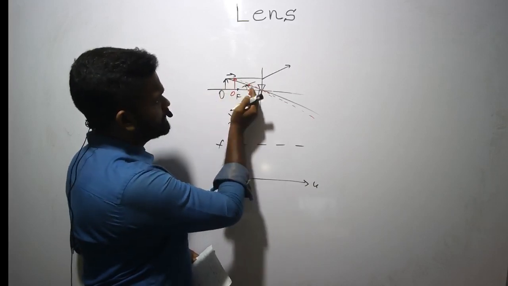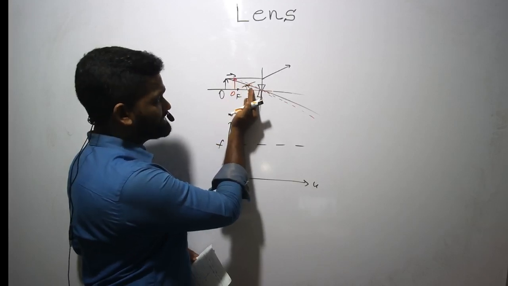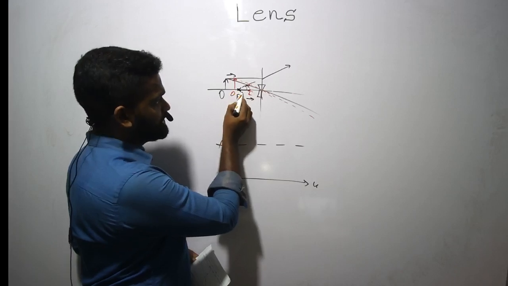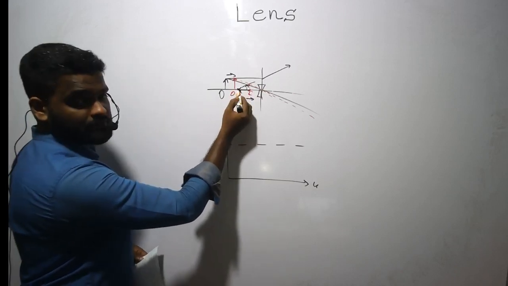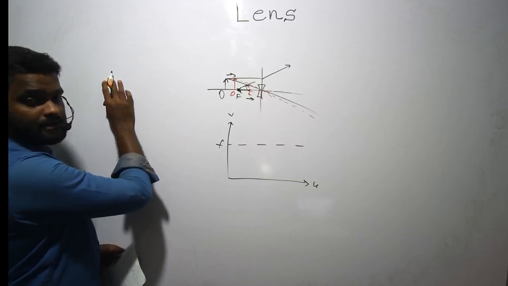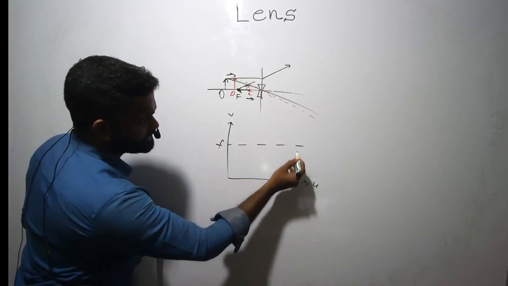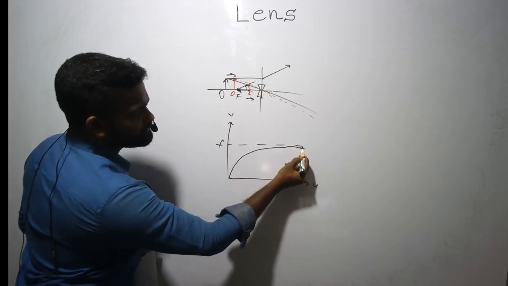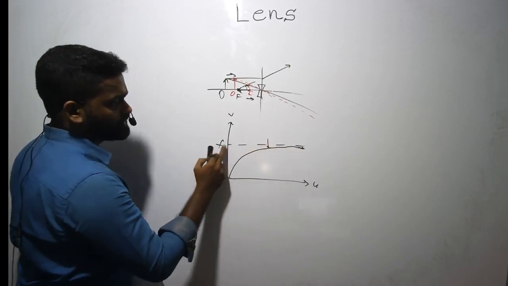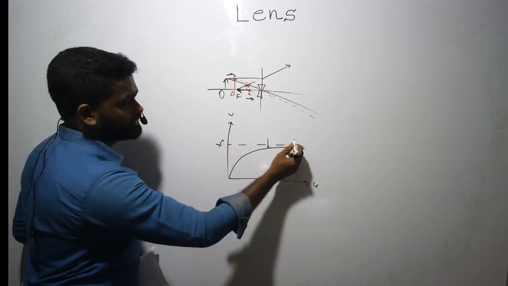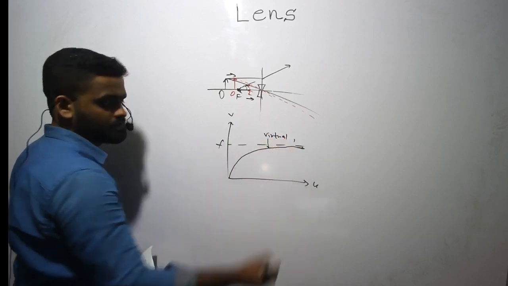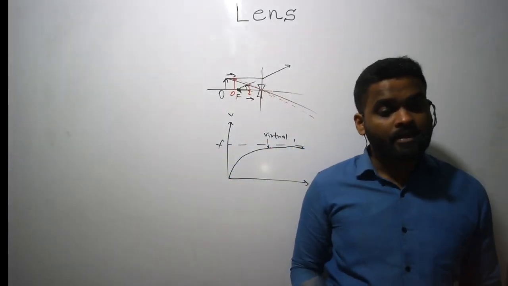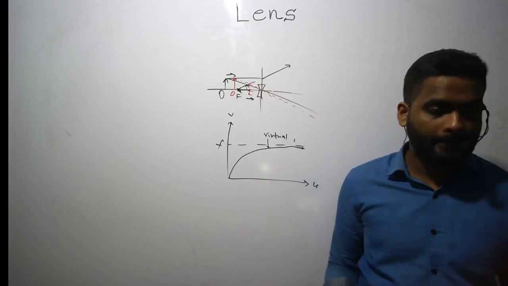When you increase u, the image moves to this side. But the maximum the image can be moved is to capital F. In order to move the image to capital F, you have to move the object to infinity. So when the object distance is infinity, v becomes f. The variation is like this for a concave lens. So you can see v is only positive, right? So these images are virtual. It is obvious. For a concave lens, it is always virtual. Take it down.